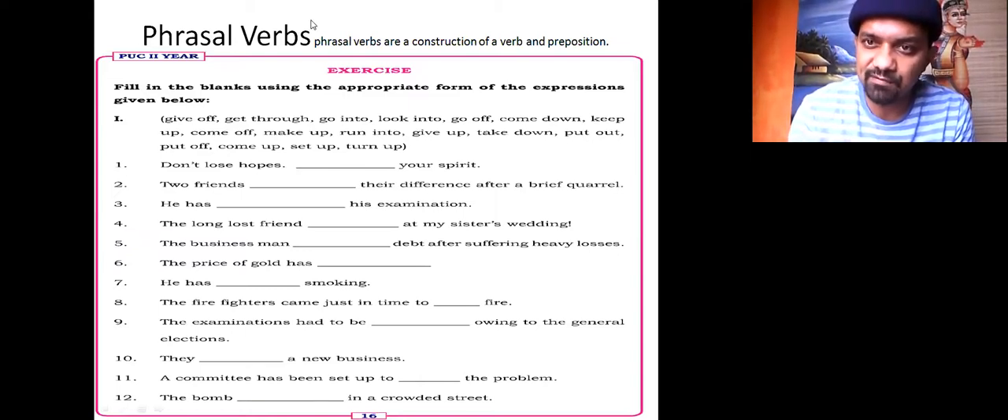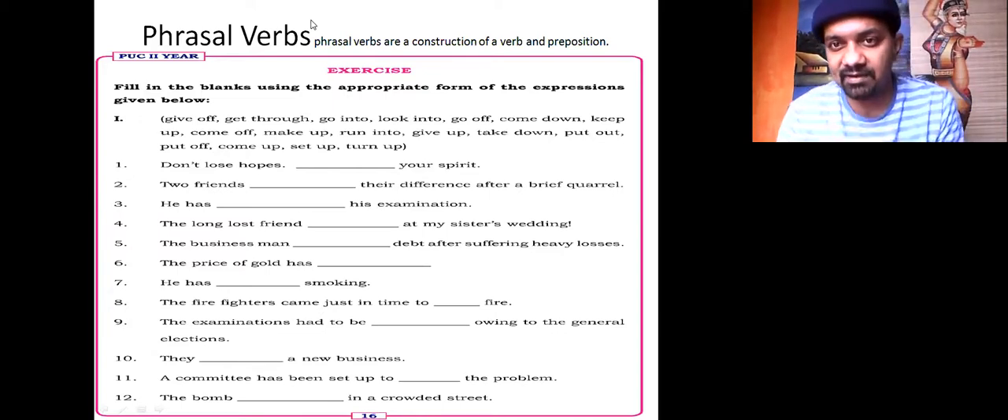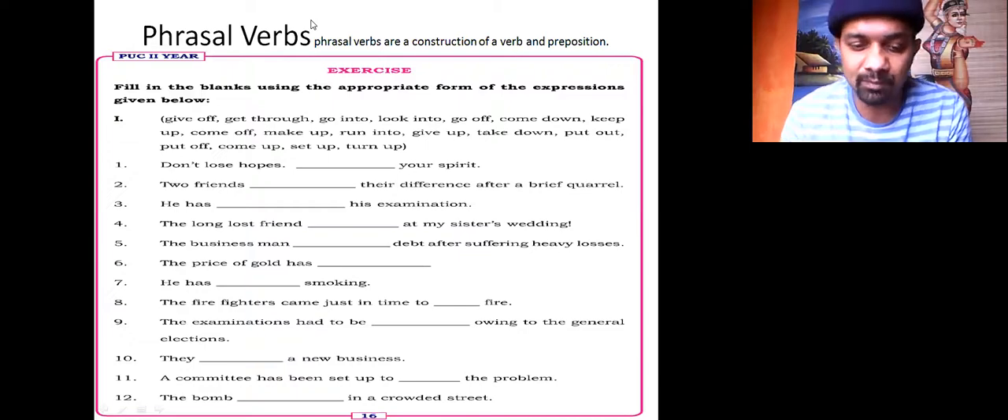Dear students, this is phrasal verbs. In our next episode, we are going to take up idioms. Until then, keep practicing and learn more and more phrasal verbs.